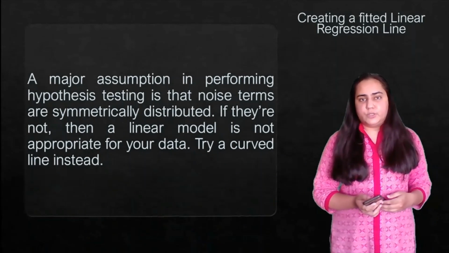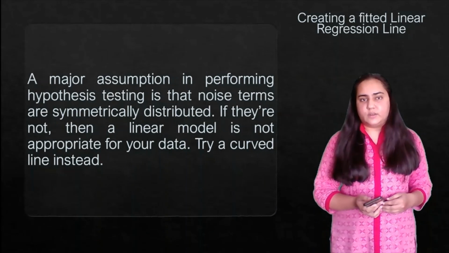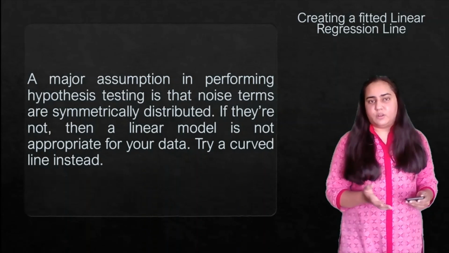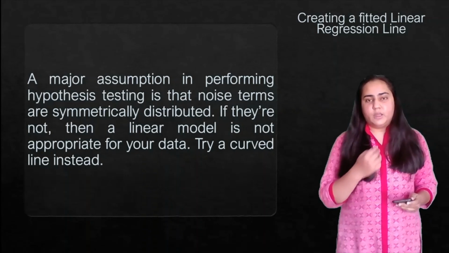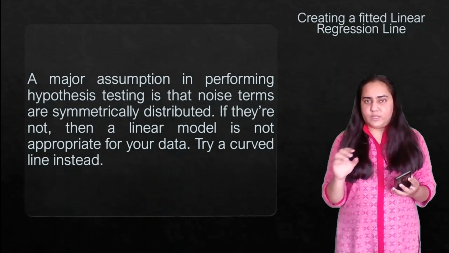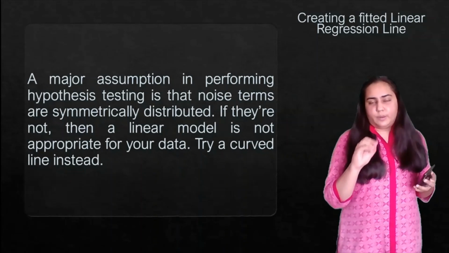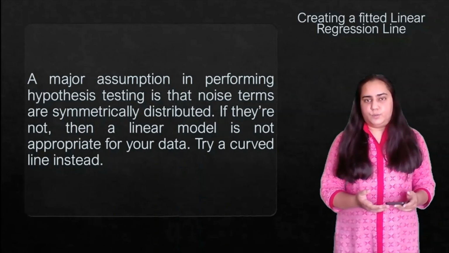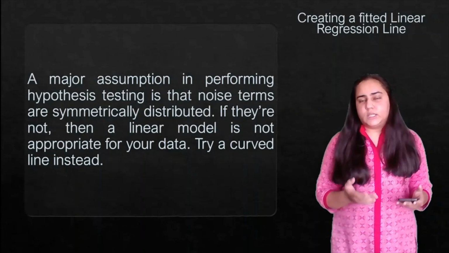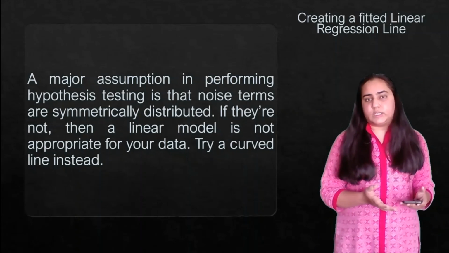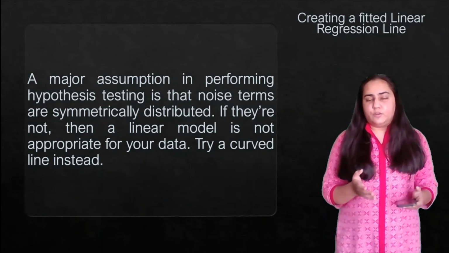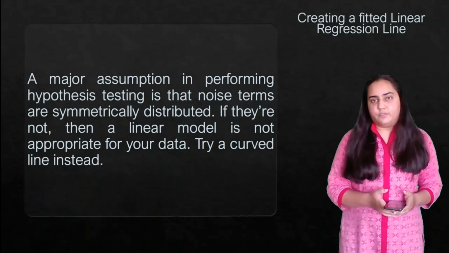So a major assumption in performing hypothesis testing is that noise terms are symmetrically distributed. And if they are not, then that means your linear model is not appropriate for your data. So if the points where the noise is happening, the black points that I showed you in the graph previously, are not symmetrically distributed, then it shows that the linear model is not fitted for your data, and you might have to use a curved line instead, that could fit all the data points on your graph.